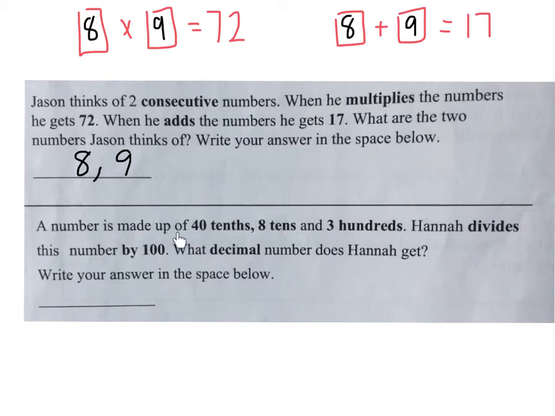A number is made up of 40 tenths, 8 tens and 3 hundredths. Hannah divides this number by 100. What decimal number does Hannah get?